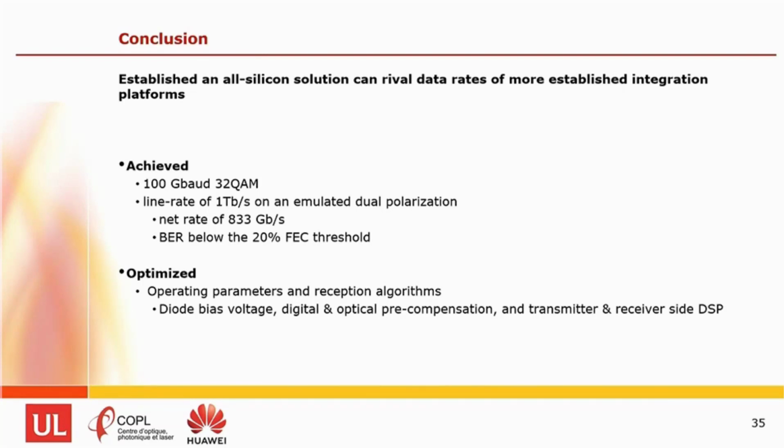But the important lesson we learned is that optimization has to be done at very many levels, starting from just the operating parameters themselves to the DSP used at either the receiver or transmitter side.